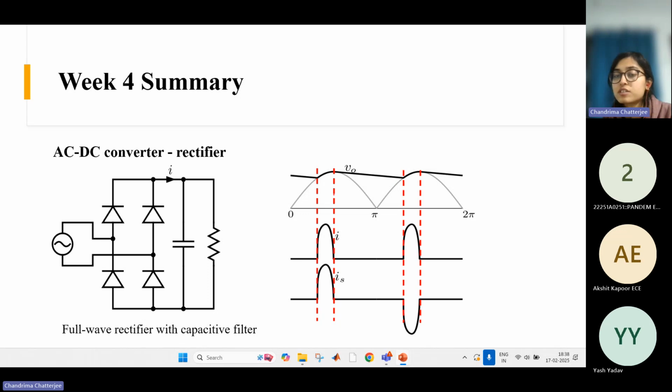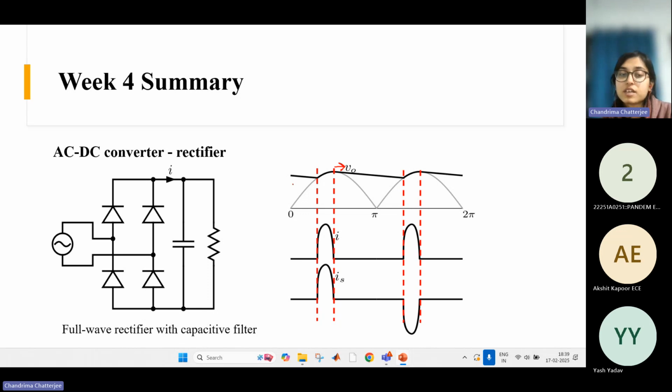This is not a transient waveform. So from this point, when the voltage dips from this value, the capacitor voltage will not follow this waveform. It will start discharging. From this point onwards, the capacitor starts discharging and it discharges till this point.